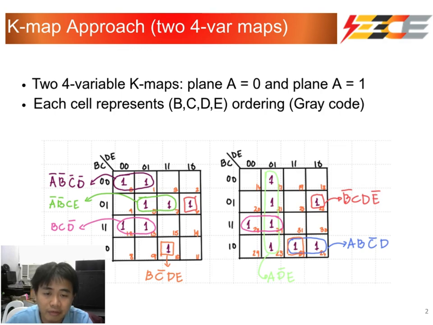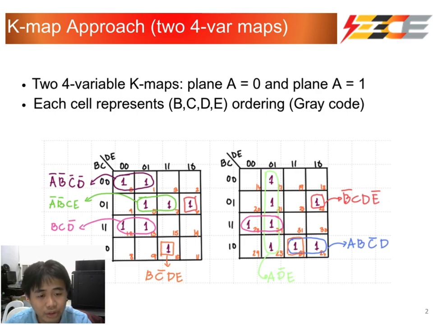So for a 5 variable function, I use two 4 variable K-maps. One for A is equal to 0 and one for A is equal to 1. Each cell corresponds to a unique B, C, D, and E combination. We will be grouping the adjacent ones to form implicants using wraparound adjacency and group sizes that are a power of 2. Here's the annotated K-map.